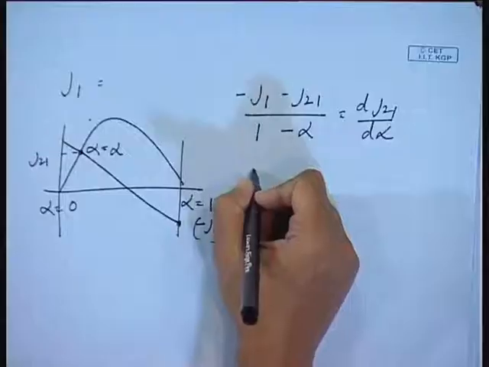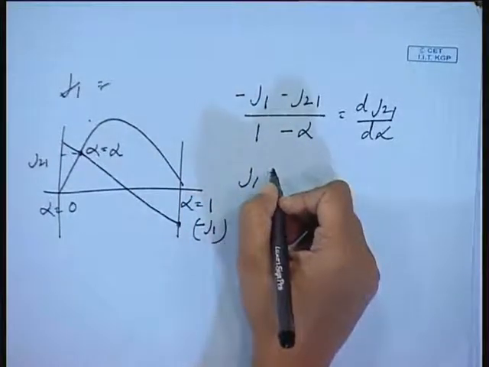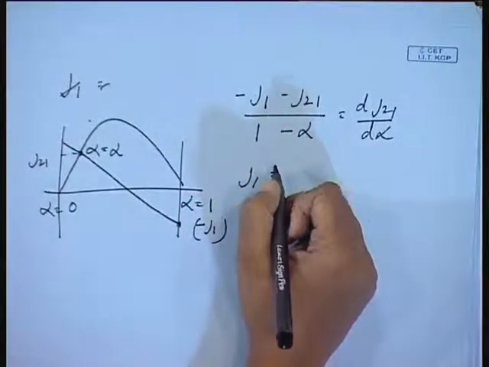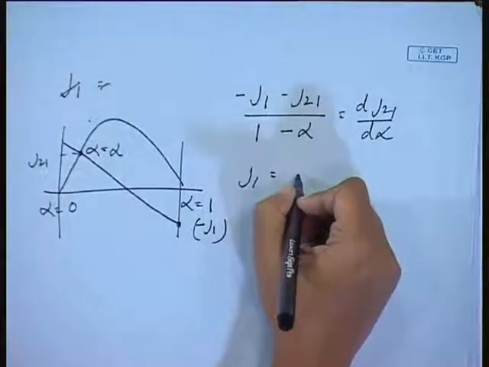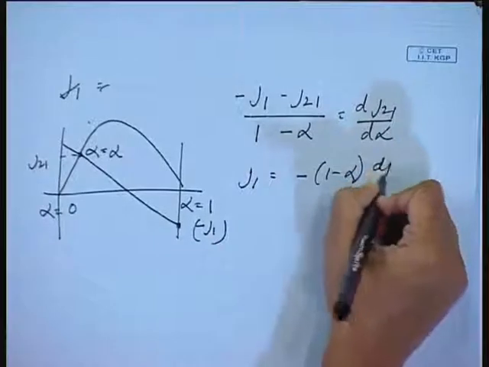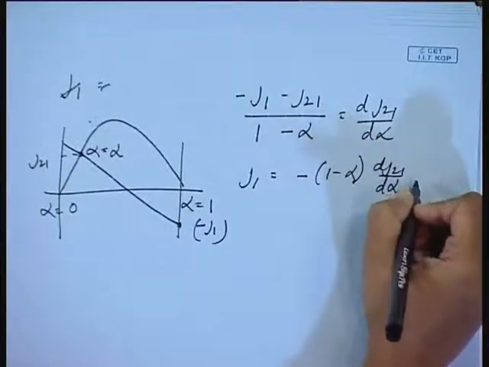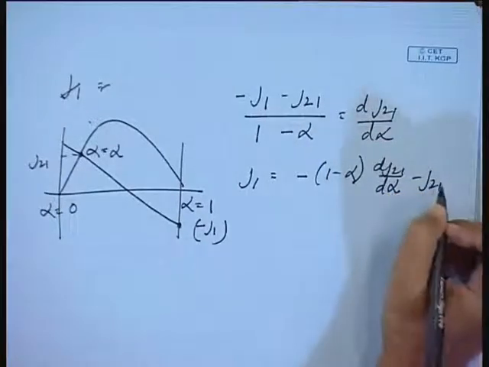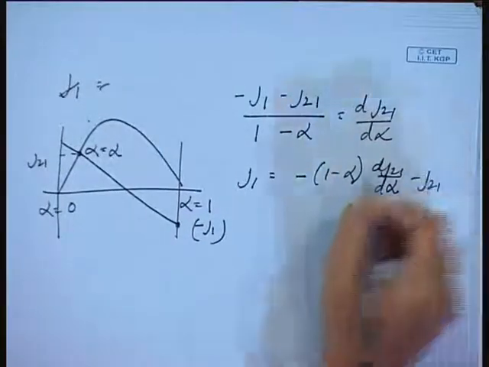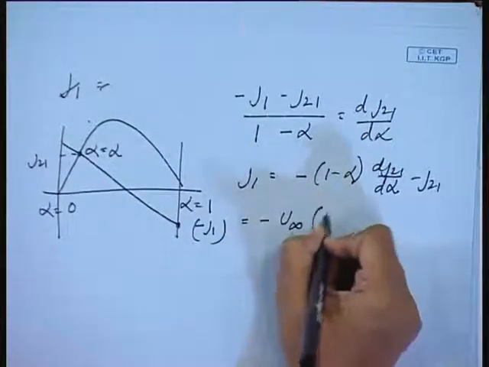So, if we do it, then in this case what do we get? We get, just substitute it and you see what you are going to get. This J1 is nothing but minus of 1 minus alpha dJ21 d alpha minus J21, isn't it? Or this gives you, if you write it down, you get minus u infinity.